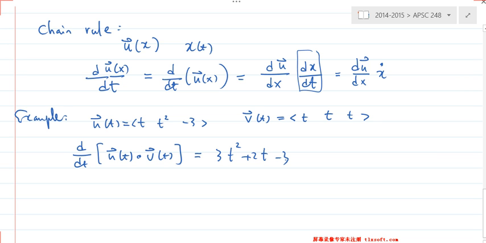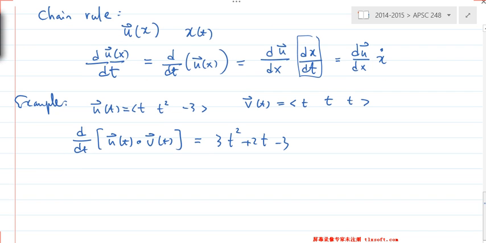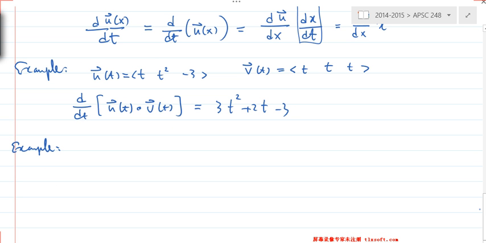Any questions? No? Good. So now let's take a look at another example here. This is a sort of interesting one. This is very much related to particle motion.